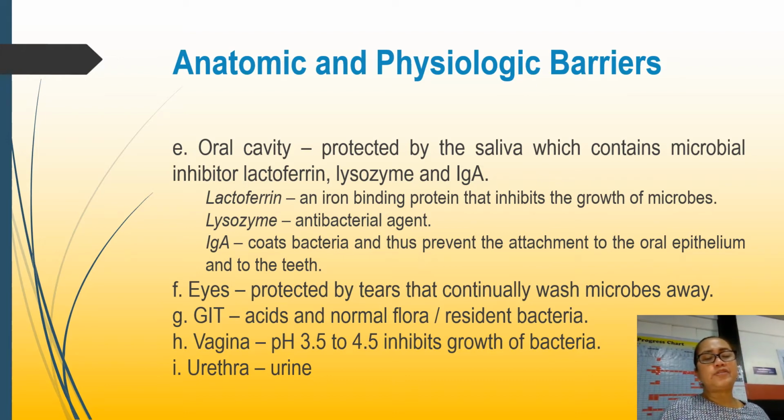Next is your letter G, your gastrointestinal tract or your GIT. Your GIT starts from the mouth down to your anus. Your GIT is protected by your acids, di ba? What are your acids? We have your hydrochloric acid. So your hydrochloric acid is very much from the word acid. It could even melt a rock, huh? Your hydrochloric acid could even melt a rock. So how much more kung microbes lang?